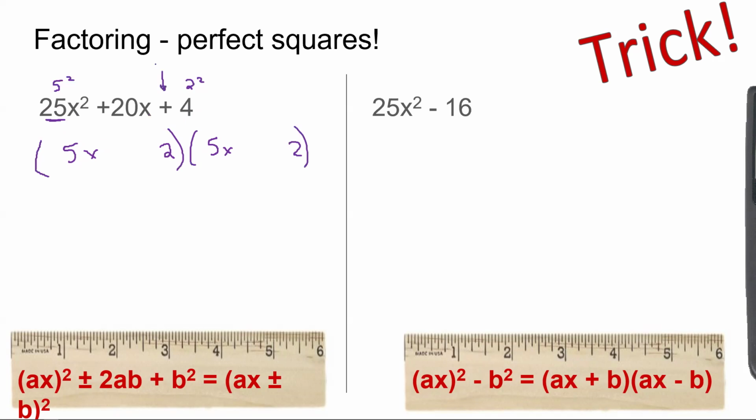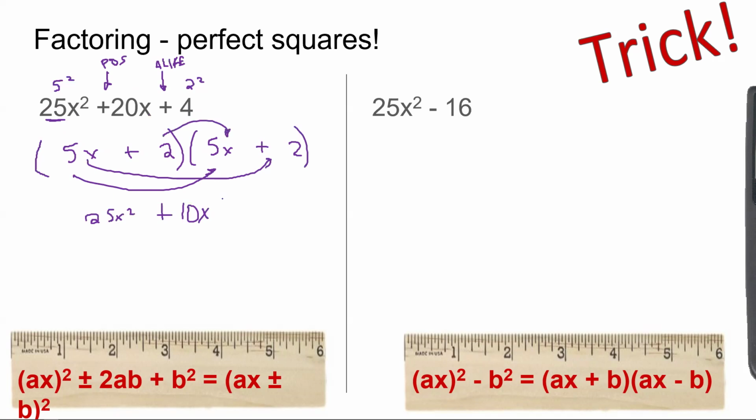I notice that the signs are alike and that they're both positive. So that would look like this. I'm going to check it real quick here. First times the first is 25x squared. The outer times the outer will be 10x. Inner times the inner is another 10x to give me 20x, which is what I wanted. And then the last times the last is going to be 4. That works perfectly. So that's a perfectly good thing.